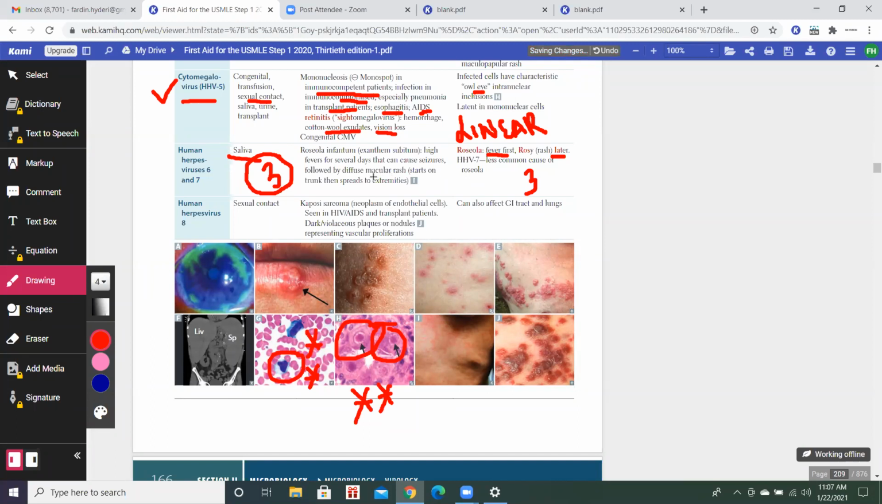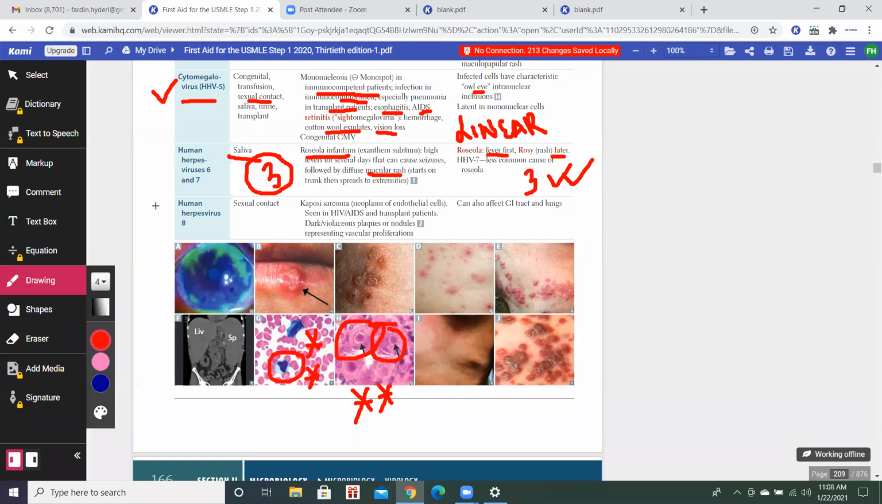So this is because this child had a previous history of being in close contact with an infected individual who had HHV-6 and 7 in their saliva. But it did not affect that individual because it's an adult. But these viruses have a tendency of infecting young infants. So that's why it's called roseola infantum. So there will be high fever for several days, especially 3 days. And then right after 3 days, there will be diffuse macular rash. That is HHV-6 and 7. That's all you need to know for that one.